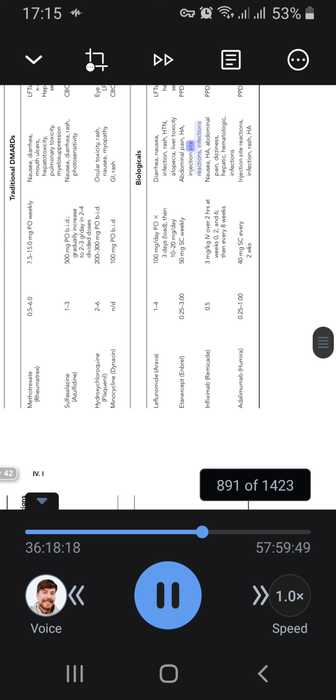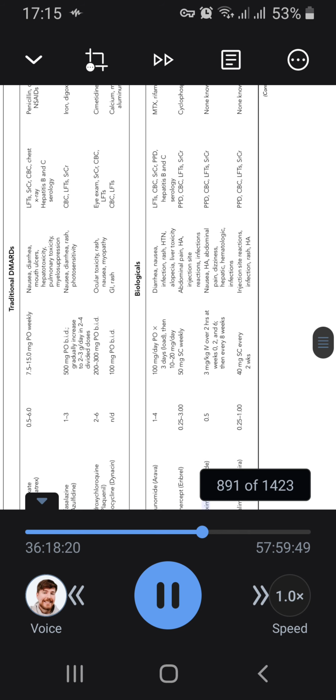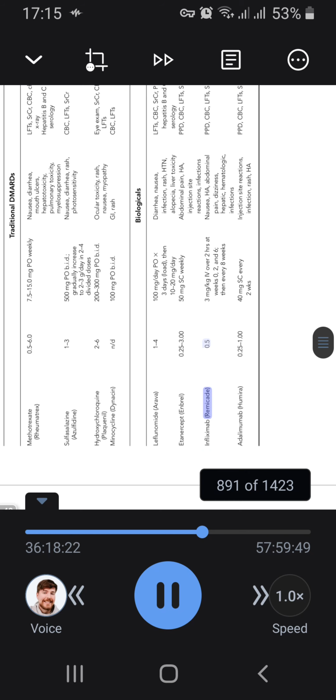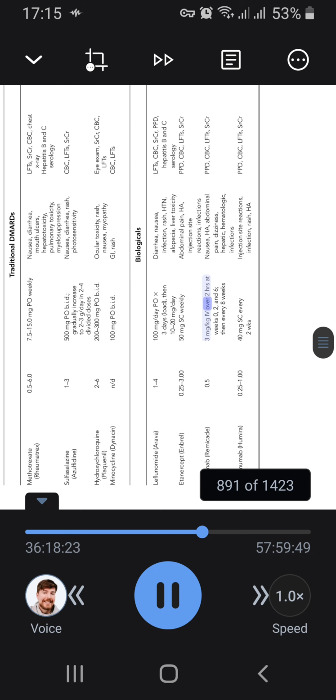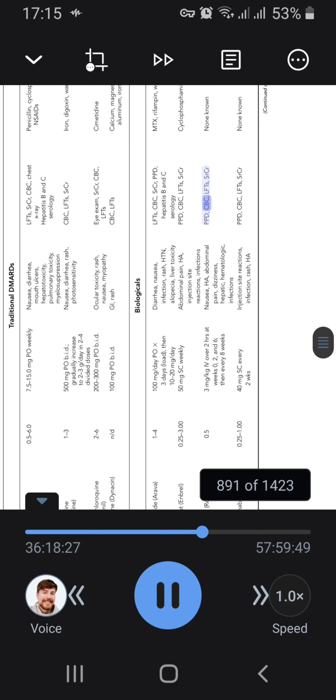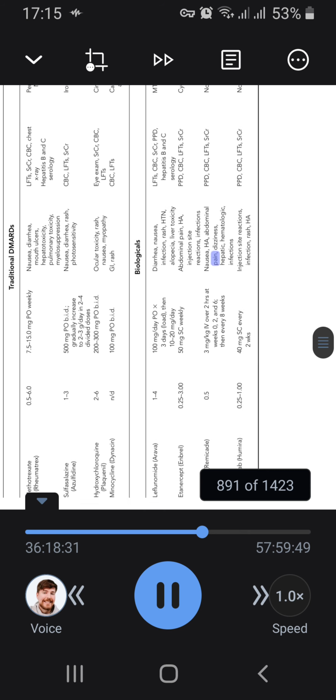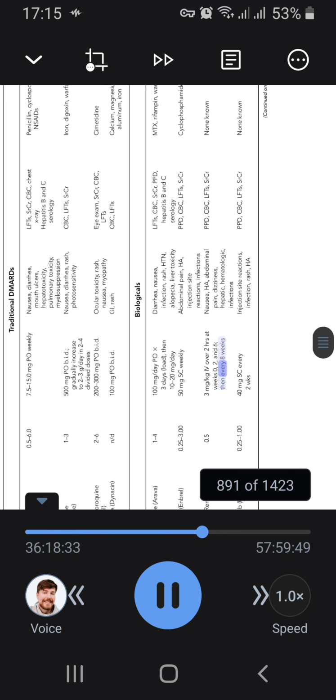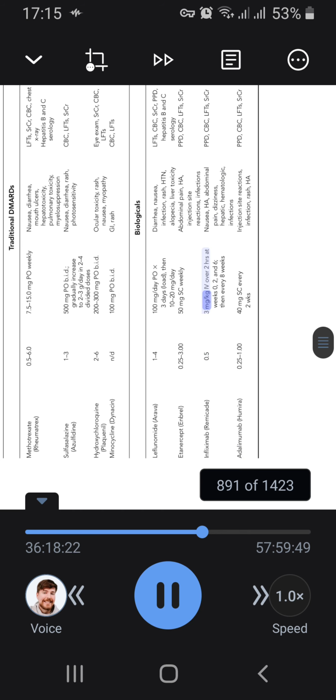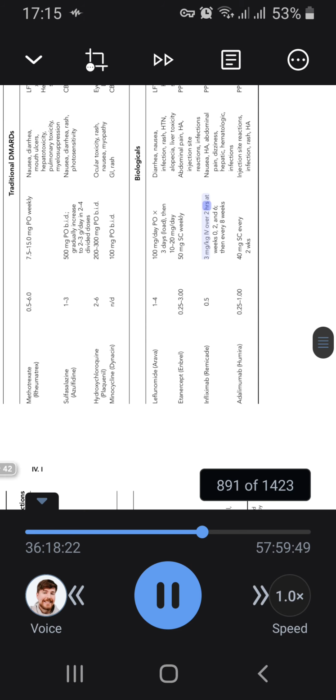Infliximab, Remicade, 0.5 to 3 months, 3 mg/kg IV over 2 hours at weeks 0, 2, and 6, then every 8 weeks; nausea, HA, abdominal pain, dizziness, hepatic, hematologic, infections; PPD, CBC, LFTs, SCr; none known. Adalimumab.